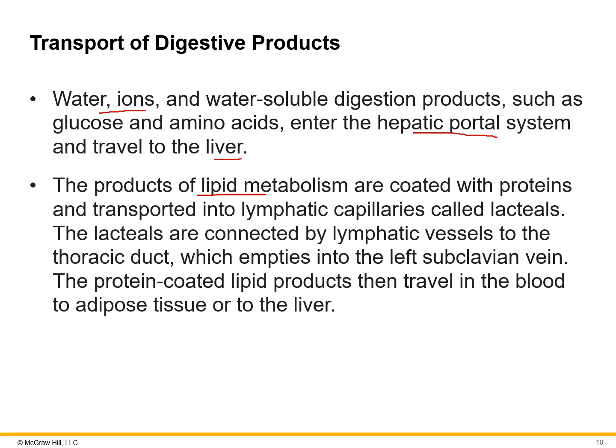The products from lipid digestion, though, because lipids don't like water, they're coated with proteins and transported more into the lymph capillaries that are called lacteals. And then they connect those lymphatic vessels to the thoracic duct and then ultimately into the cardiovascular system. And those proteins that coat the lipids, whenever they travel to the blood, then they go to the adipose tissue or to the liver.